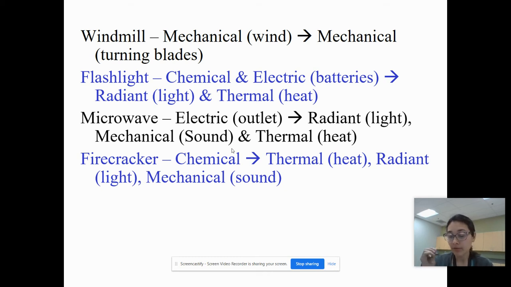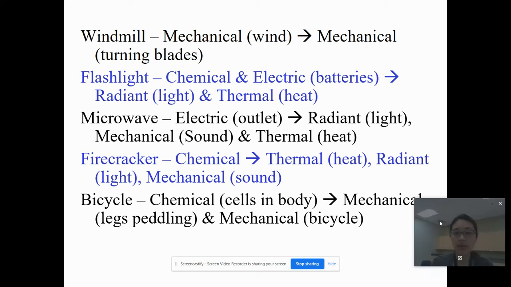Firecrackers. So firecrackers have those chemicals inside. So it starts with chemical energy, then you light it up, and it turns into thermal energy because you don't want to touch a firecracker; they're hot. Radiant energy, they light up, and then mechanical or sound energy because, of course, they make a sound.